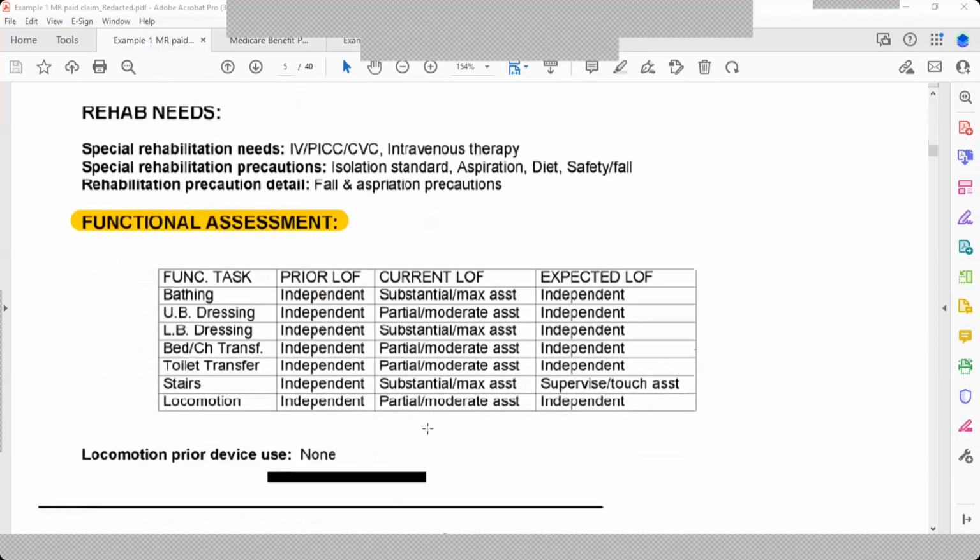At the bottom of page 5, there is a chart with the patient's functional assessment. As we can see, the patient was independent prior to admission. He is currently at a moderate to max assist for most activities of daily living. And then the facility also included an expected level of function. And as we can see, he's independent with the exception of stairs, which is supervision to touch assist. Again, this information assists the inpatient rehabilitation facility team to develop an accurate picture of what the patient can and cannot do, and what the goal of the intensive rehabilitation program would be.